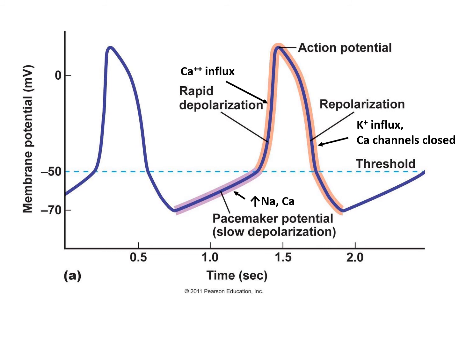Again, this is the pacemaker cell. So your SA node, the AV node has a very similar one to this, but this is going to be the SA node primarily.